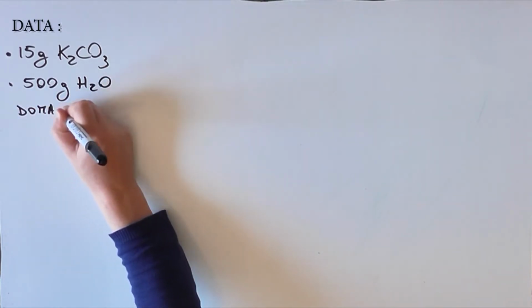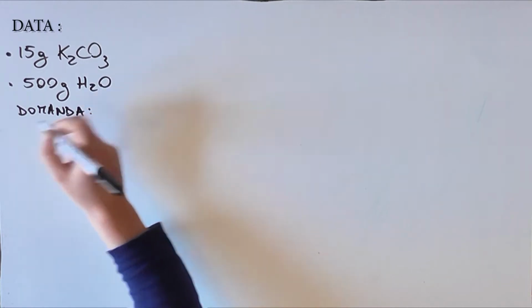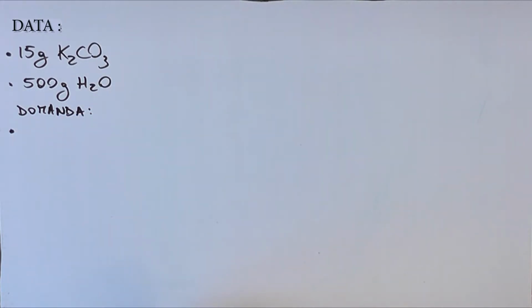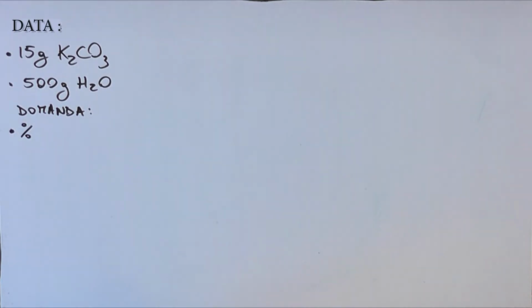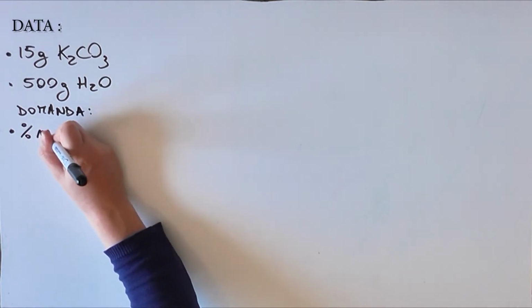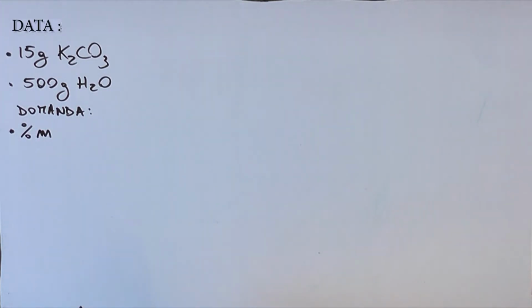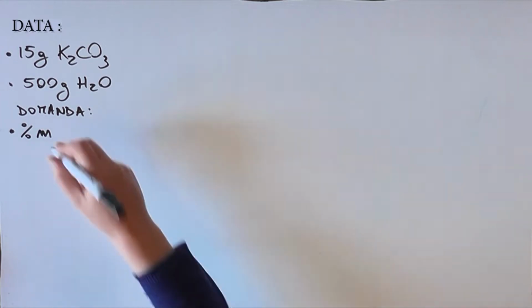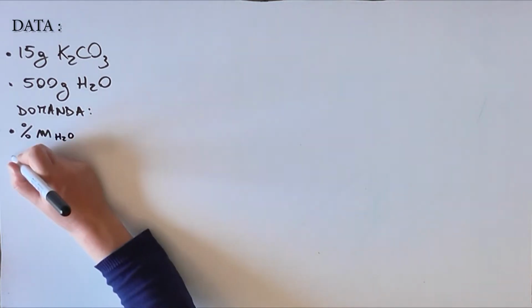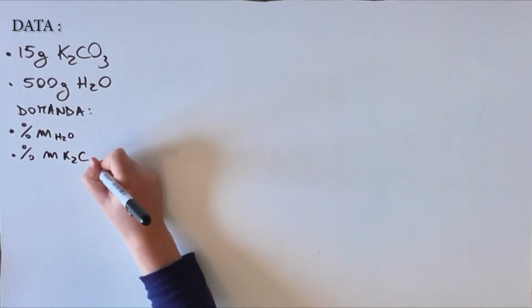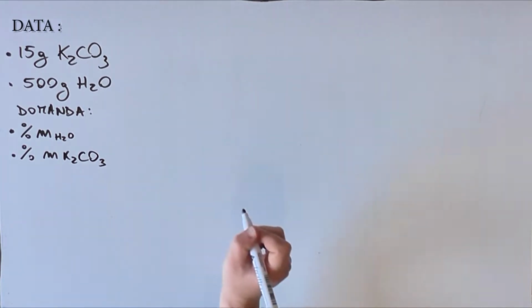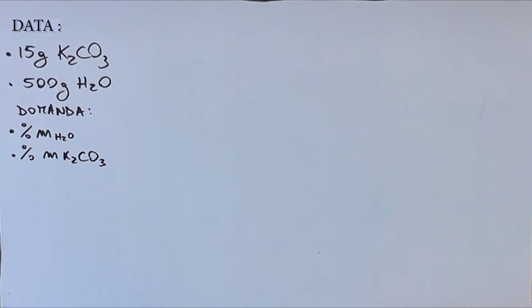Now the question is, what is the percentage by mass of all the components of this solution? Indeed, we need to know the percentage by mass of water, so H2O, and the percentage by mass of K2CO3, of course. So how we can manage this problem? We always need to remember the definition of percentage by mass.